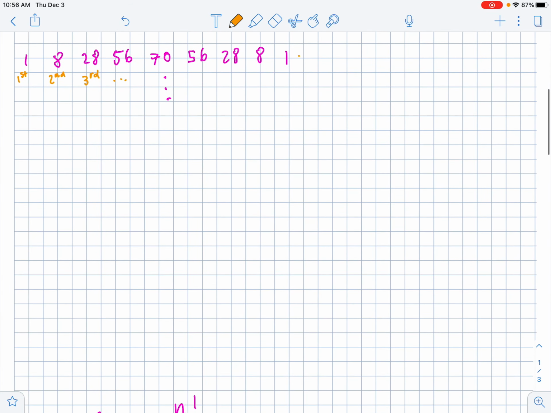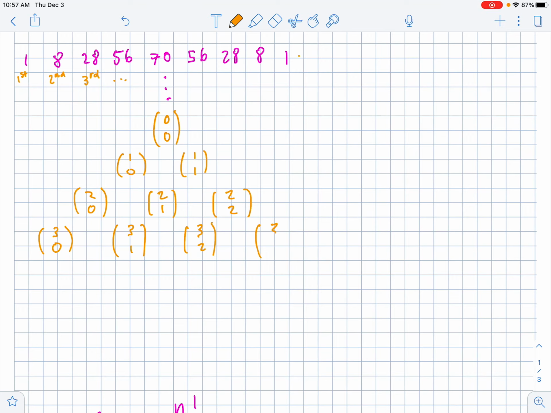So another way to write Pascal's triangle is that the top is 0 choose 0, and then the next two numbers are 1 choose 0 and 1 choose 1, and then the next row would be 2 choose 0, 2 choose 1, 2 choose 2. Then the fourth row would be 3 choose 0, 3 choose 1, 3 choose 2, 3 choose 3.